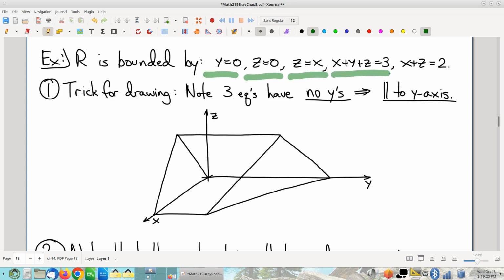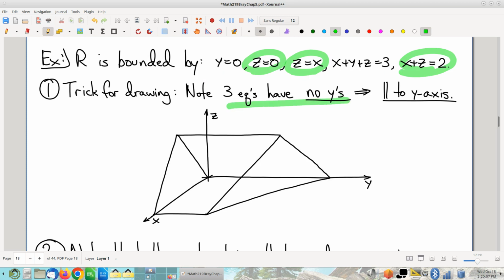We've got 5 planes here, and in general, if you have 5 random planes, every plane coming in at some weird angle, and you want to know how those planes intersect and what's the region that's bounded by those 5 planes, that is very, very difficult in general. Right? So at a glance, this looks really, really hard. The foot in the door, the thing that makes this doable, is I can observe that 3 of these equations have no y's in them.